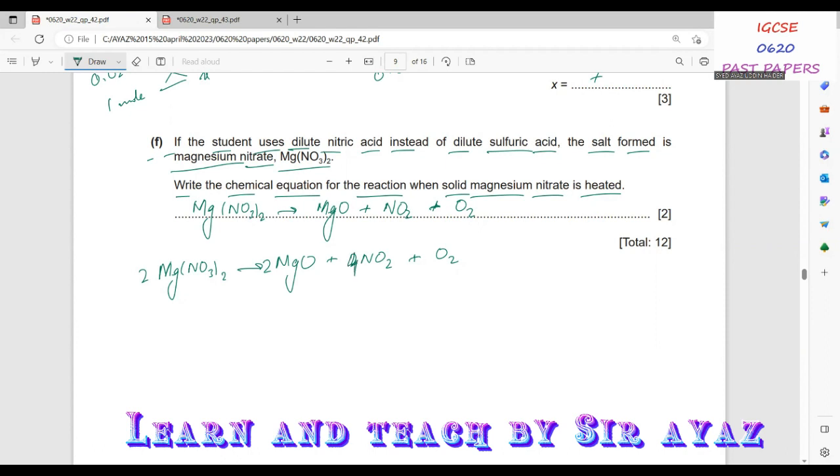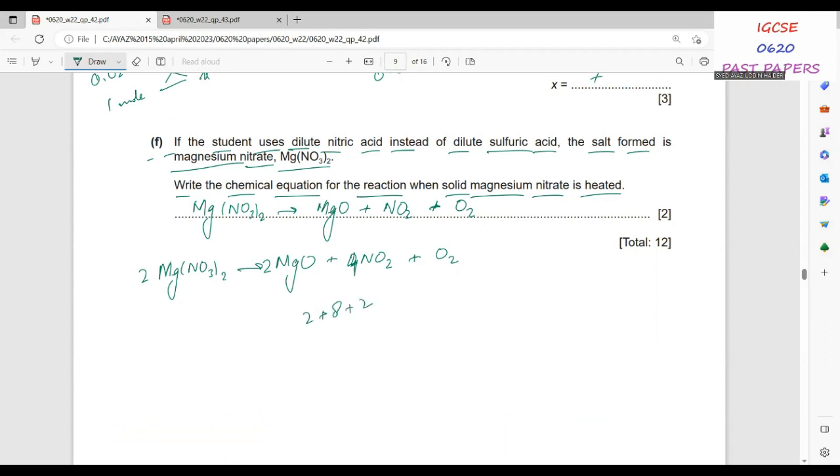Now nitrogen is balanced. Let's count the oxygen atoms now. 2 plus 4 2s are 8 plus 2. It will be 12. And here 6 multiplied by 2 will be 12. So oxygen is now balanced. So this will be the final balanced equation here.